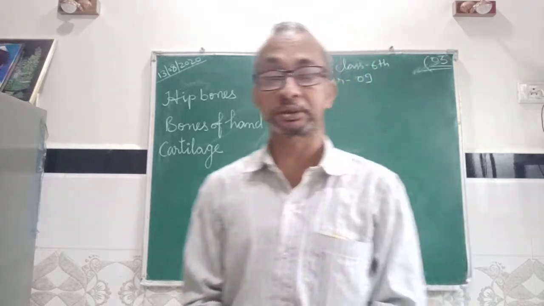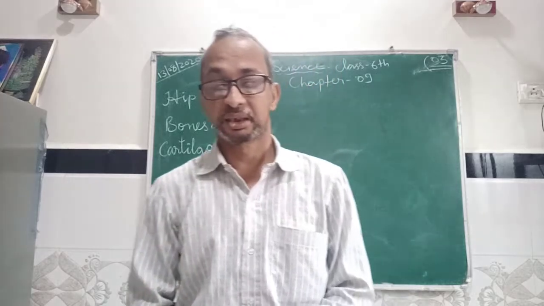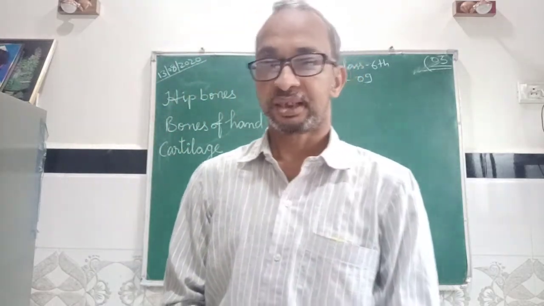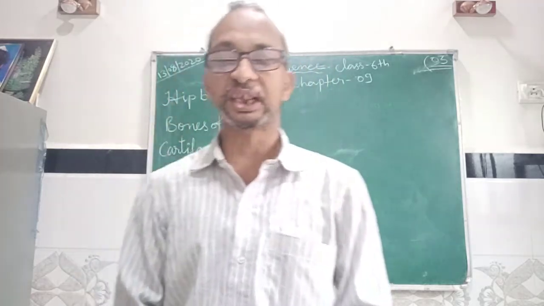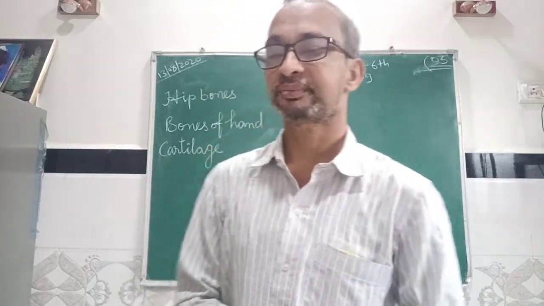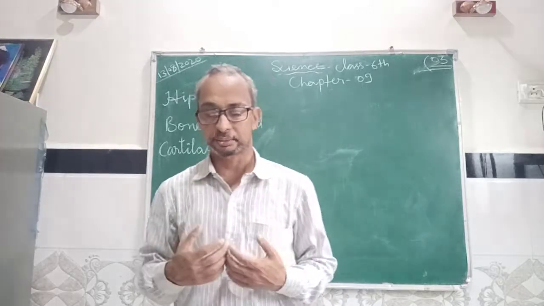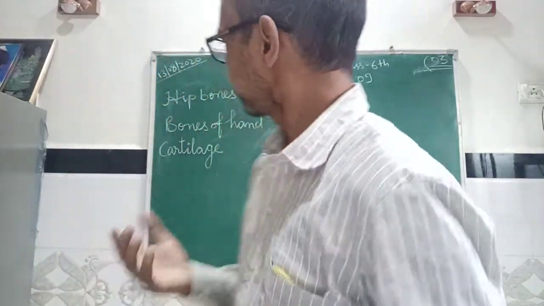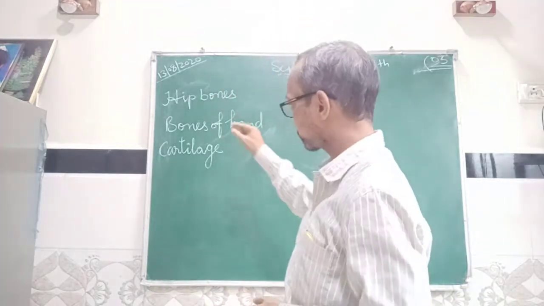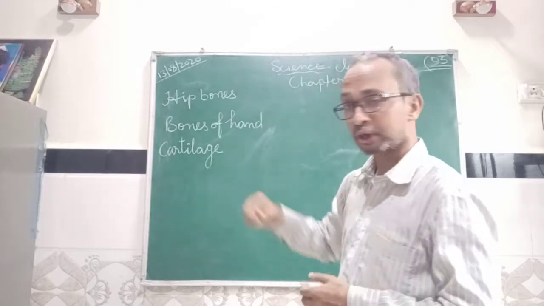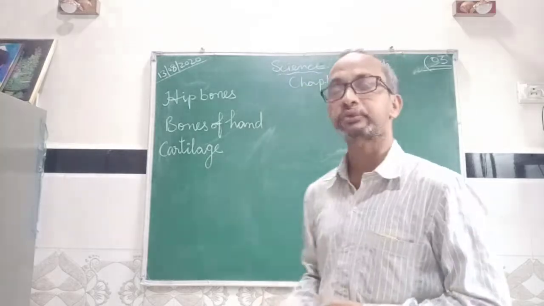Today we are going to discuss the types of bones. In previous lectures I have discussed different types of bones: backbones, rib cage, skull, and breast bones. Today we are going to discuss the hip bones, bones of the hand, and cartilage. These are also types of bones.